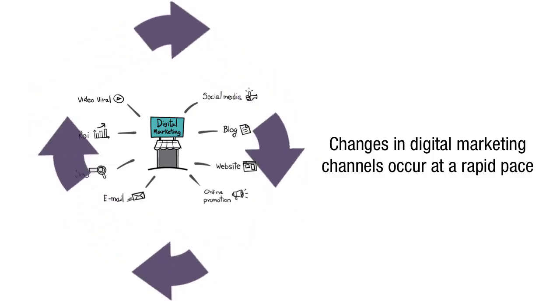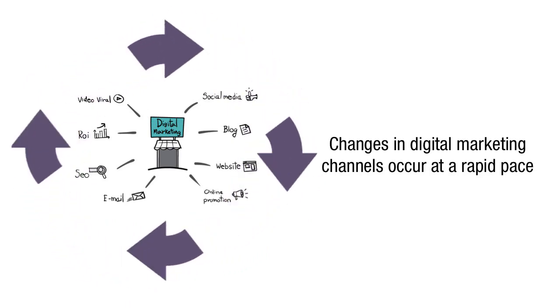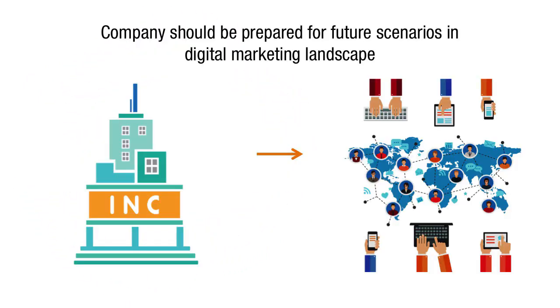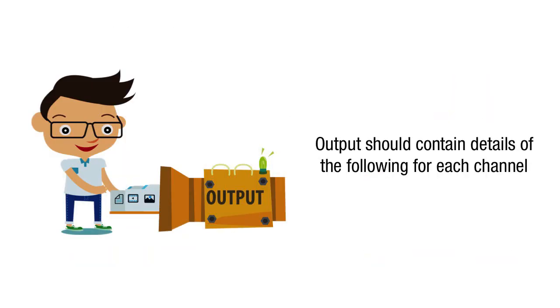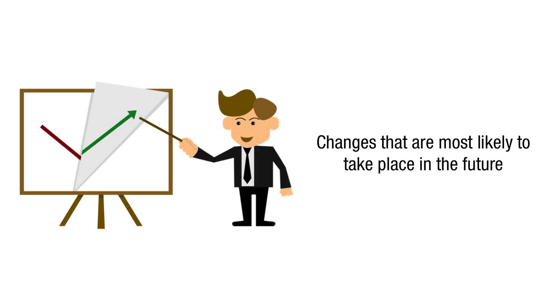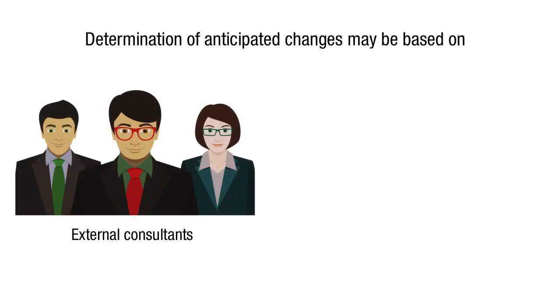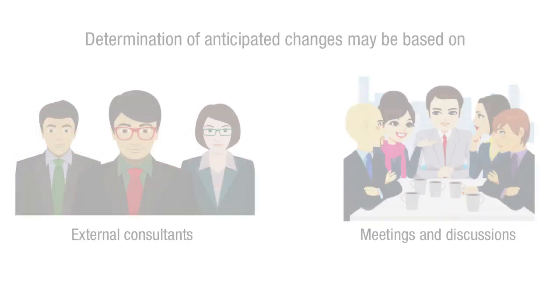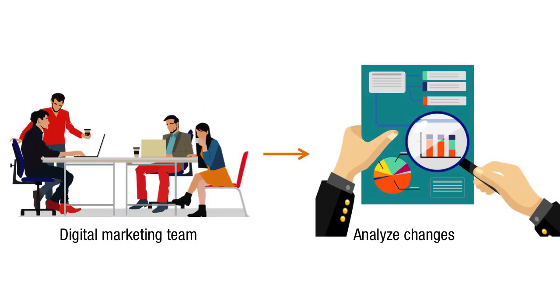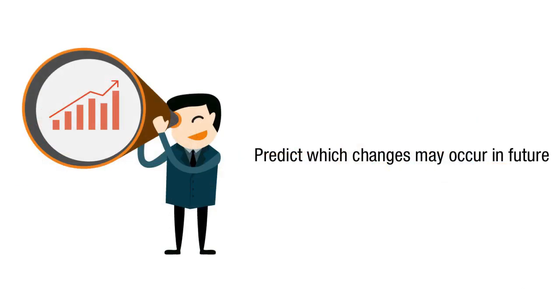Because changes in digital marketing channels occur at a rapid pace, it is important for a company to be prepared for the most likely future scenarios in the digital marketing landscape. This output should contain details of the following for each channel. 1. Most likely changes. These are changes that are most likely to take place in the future. The determination of anticipated changes may be based on expertise from external consultants and information exchanged during meetings and discussions. The digital marketing team should also analyze actual changes that occurred in the past to help predict which changes may occur in the future.